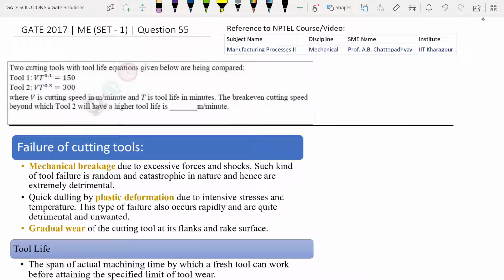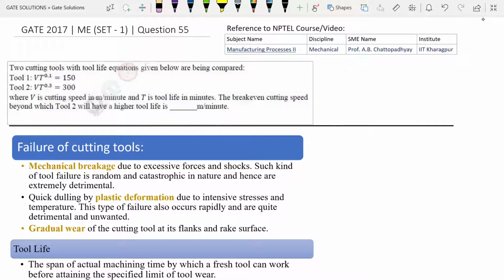Hello, today we will solve GATE 2017 Mechanical Engineering Set 1 question number 55. The question is, two cutting tools with tool life equations given below are compared, that is tool 1 and tool 2, where V is cutting speed in meter per minute and T is the tool life in minutes. We have to find the break-even cutting speed beyond which tool 2 will have a higher tool life.